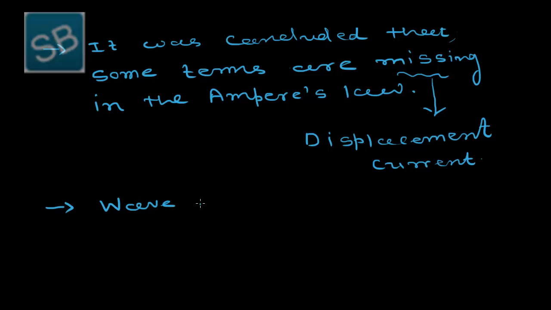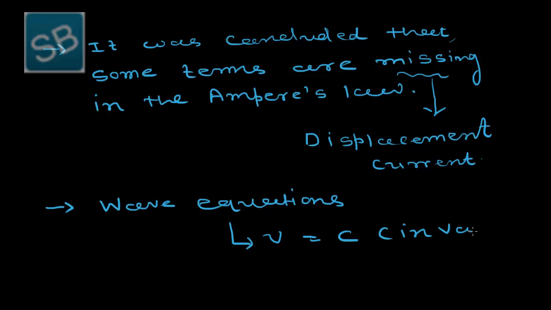So the differential equation after adding the missing terms is known as the wave equation. But from this wave equation, it was found that the velocity of the wave is equal to the velocity of light in vacuum. So this is one important result.